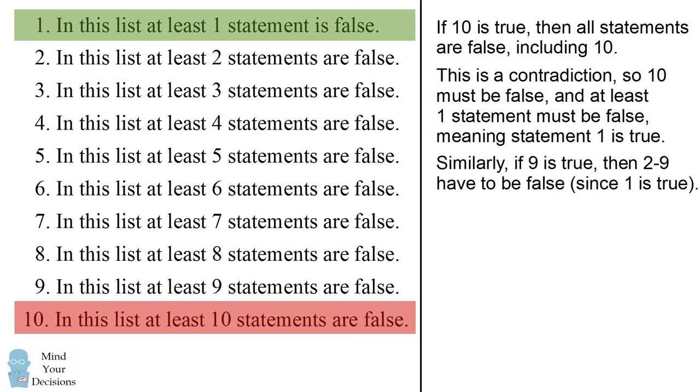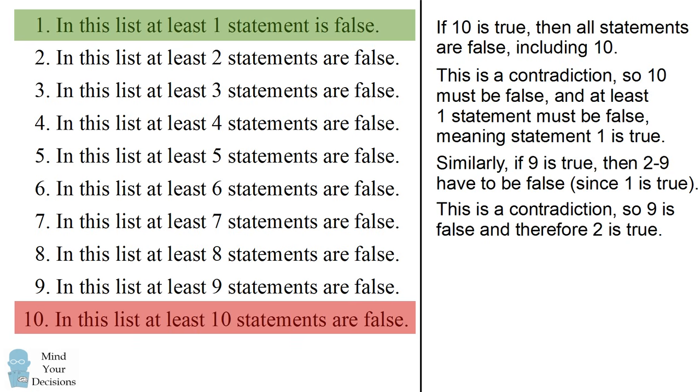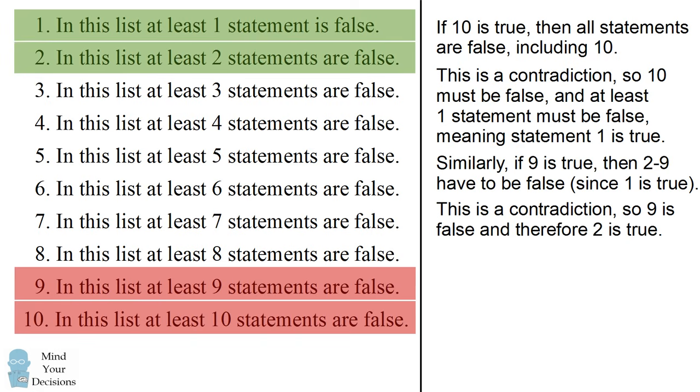Now we proceed to the next statement. If statement 9 is true, that would mean statements 2 through 9 have to be false, because we already know statement 1 is true. Therefore, statement 9 has to be false, and that implies at least 2 statements are false. Statements 9 and 10 are false, so we know that statement 2 is true.